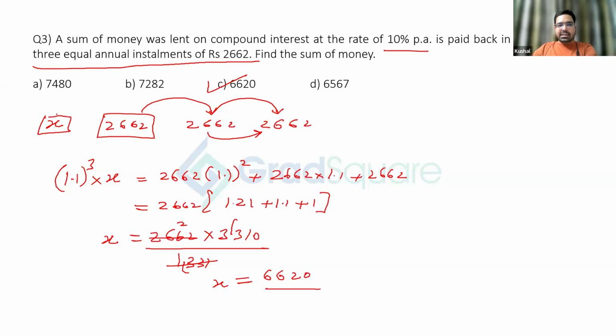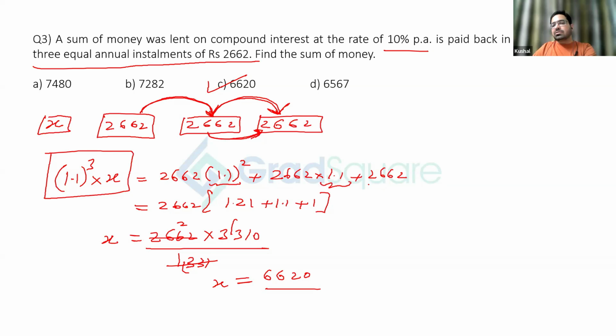Understand, this value of X at the end of 3 years is going to be 1.1 cube into X. What will be this 2662 at the end of the third year? Because it is going to increase only by 2 years at 10%. So 1.1 whole square into 2662. This 2662 will grow by 10% to 2662 multiplied by 1.1 only once. And this was paid at the end of the third year, so its value is going to be 2662. That's all. Add and equate.